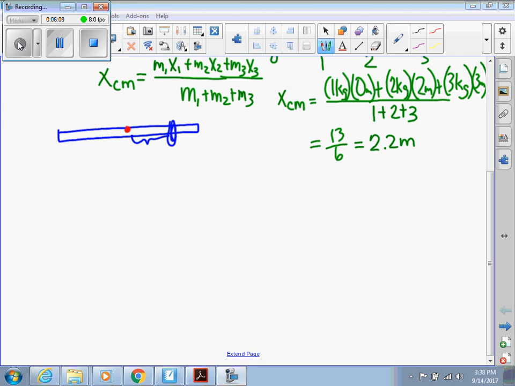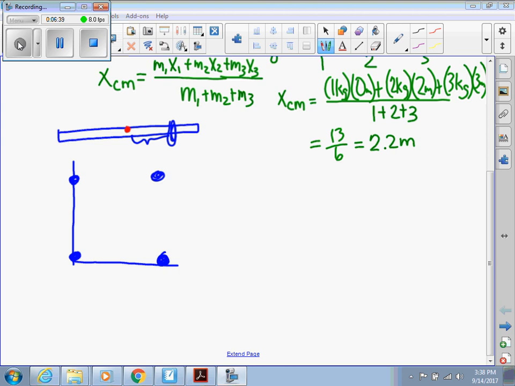Okay, but you might also have to do this for something in 2 dimensions. And so let's just say we have a system set up and we have four masses.